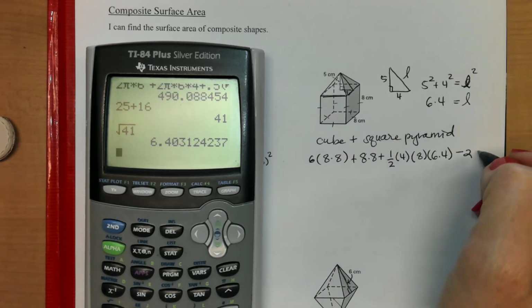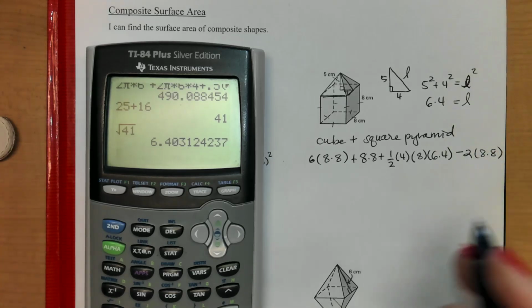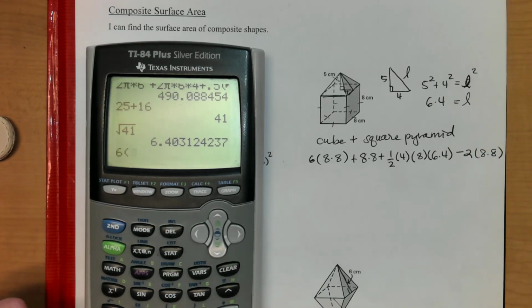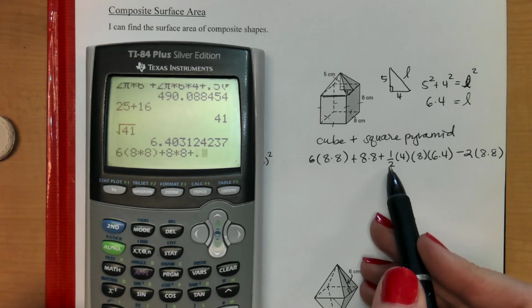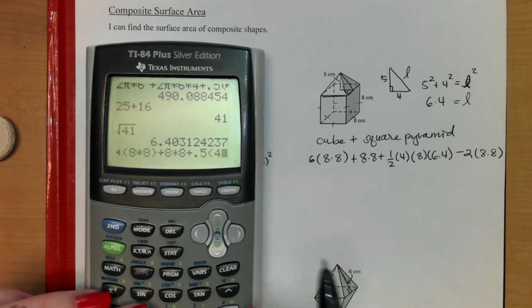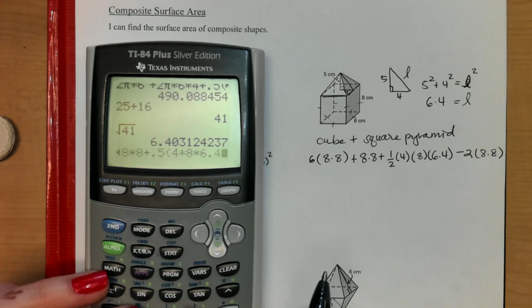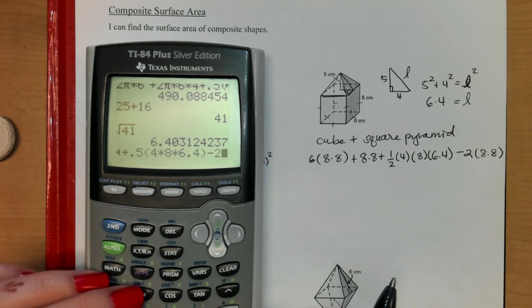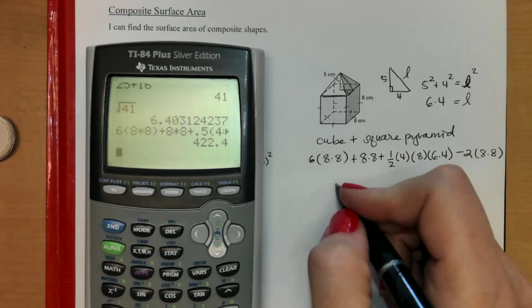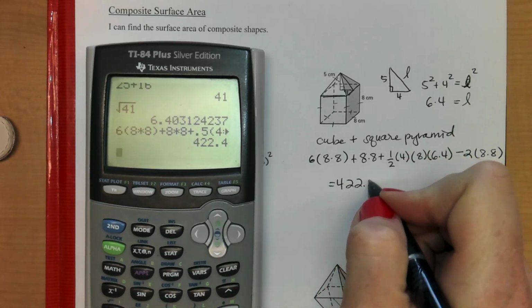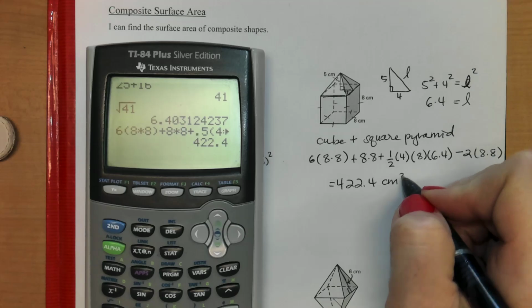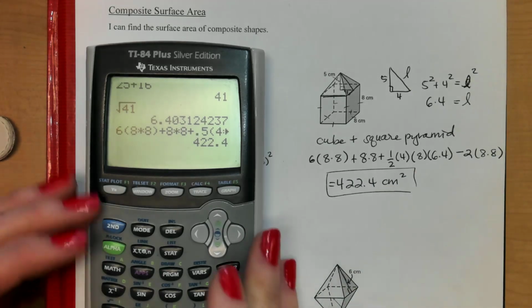So I just need 2 of them, and they will be an 8 by an 8. So we get 6 times 8 times 8. I got another 8 times 8. Remember, with the 1/2, you want to do a 0.5 just so it doesn't get messed up. 4 and 8 and 6.4. And then we're going to take off 2 of those 8 by 8s. And we get about 422.4, and we are centimeters squared this time.